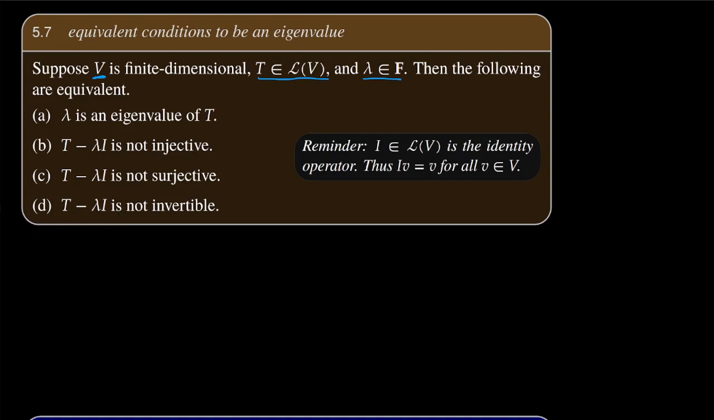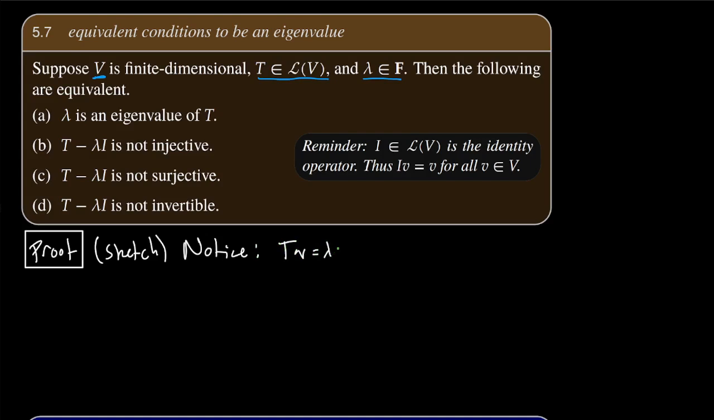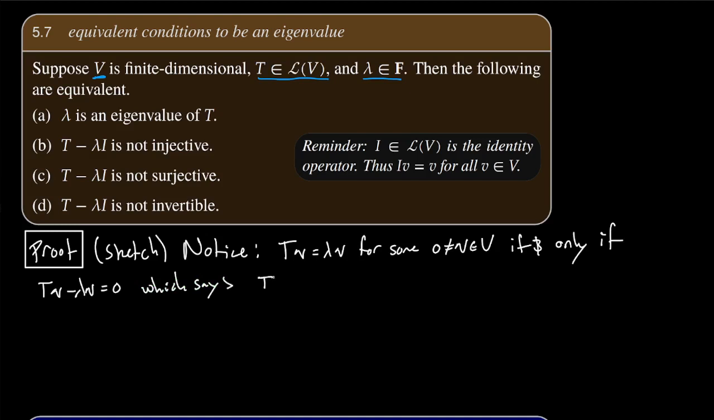Okay, here's the gist of it. So let me switch back. There we go, proof. I will sketch this proof, though it is simple enough that this maybe does constitute an actual proof. Notice TV equals lambda V for some non-zero vector V if and only if, and now let's rewrite it, TV minus lambda V equals 0, which says, and I'll write it this way, T minus lambda times the identity of V is equal to 0. Remember, the identity map on a vector space is the operator that just sends a vector to itself. We covered this plenty in invertibility. Don't think of it as a matrix, it's just the map that does nothing.